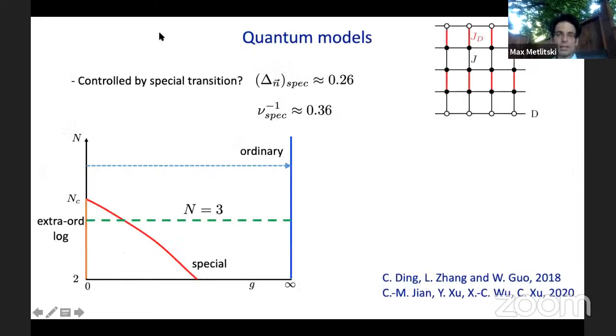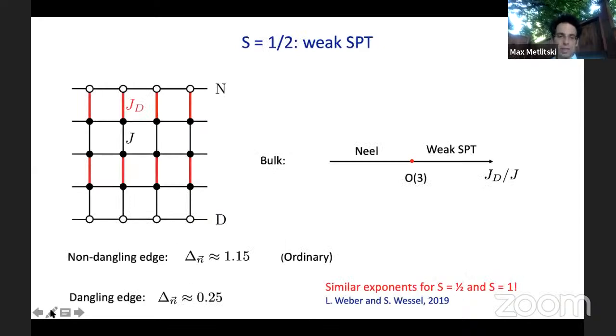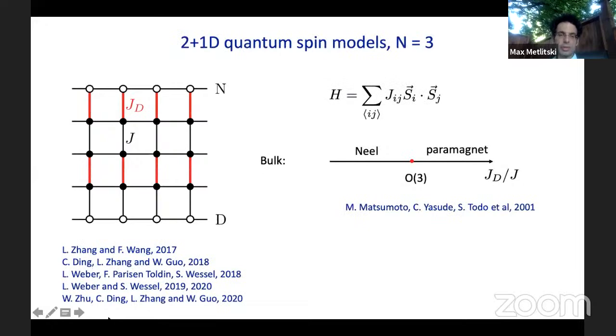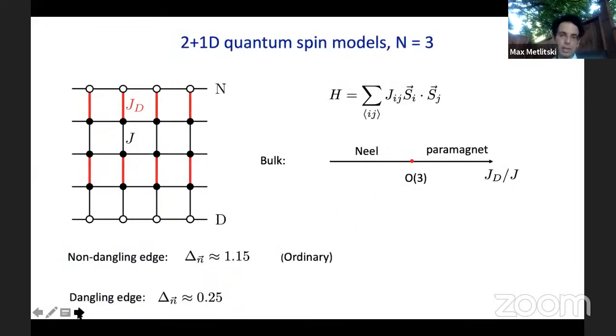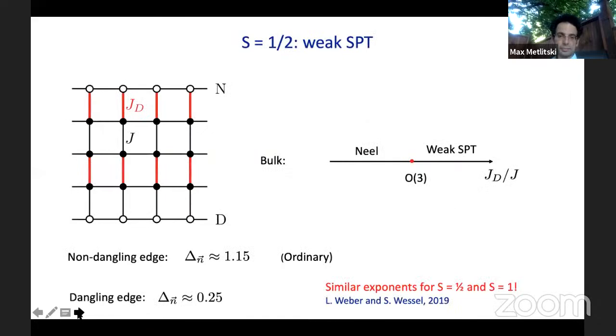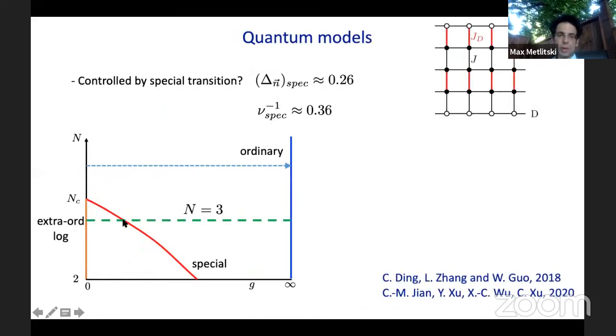I think the honest answer is we still don't know. One possibility that has been raised is that this dangling edge in all of these models, and there are actually a lot of models that have been studied with different geometries and with s equal 1/2 and s equal to 1, one guess is that perhaps it's controlled by the special transition, right?